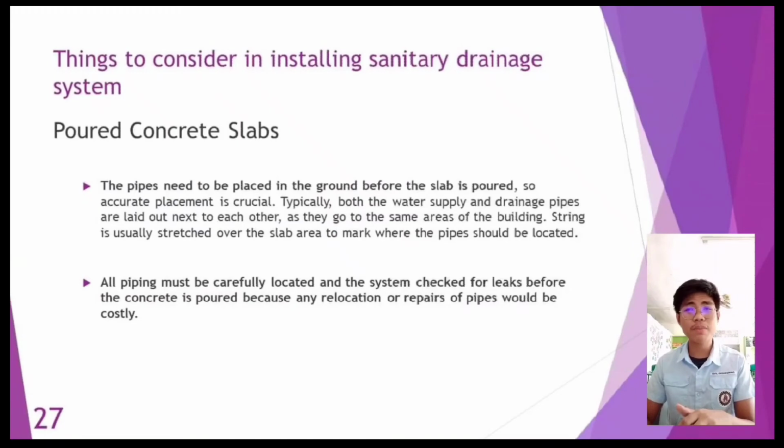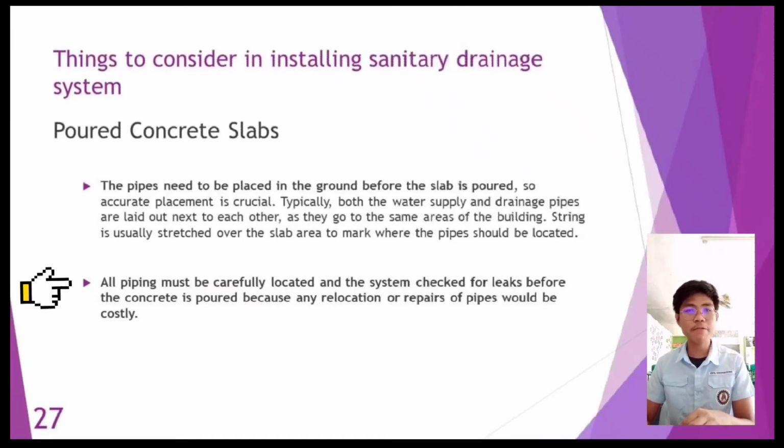Typically, both the water supply and drainage pipes are laid out next to each other as they go to the same areas of the building. A string is usually stretched over the slab area to mark where the pipe should be located. So, kaya nga merong string na nakalagay dun sa paglalagyan natin ng slab para matignan talaga natin kung accurate ba yung placement ng mga pipes na gagamitin natin. So, hindi na natin kailangan pang i-check kasi meron na mga mark doon sa pipes doon.